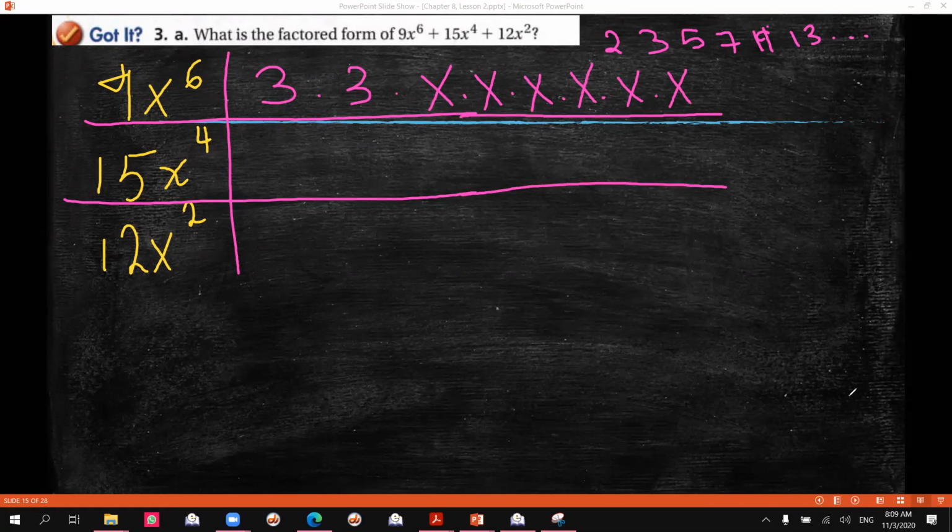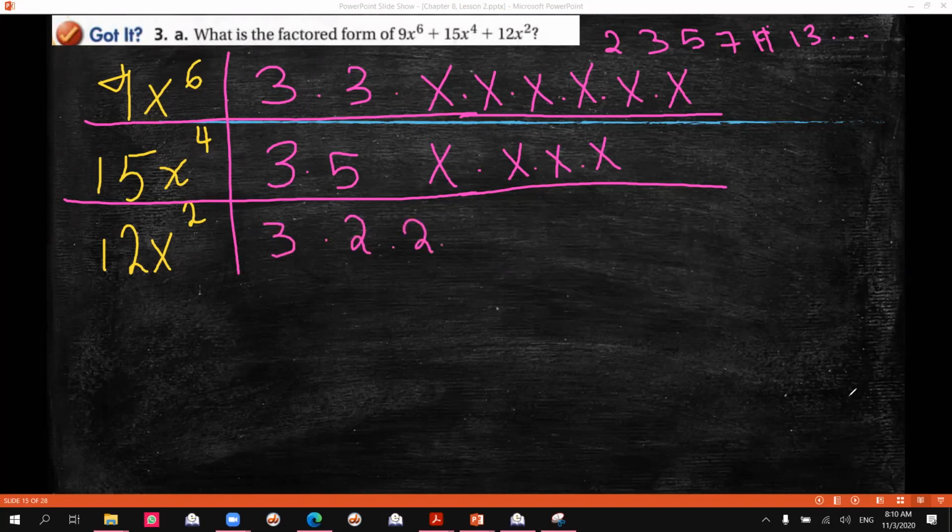Look at the second one now. The second one is 15. I will look for prime numbers that, if I multiply them, I get 15. They are 3 by 5. So 3 and 5. Then how many x do we have here? 4. Then I look at 12x squared. They are 3 by 2 by 2. Is it right? Yes. Then how many x do we have? 2. This is the first step.